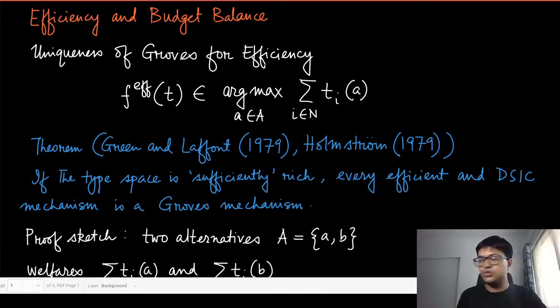This is a result due to Green and Laffont. So when we are talking about Groves class, we essentially try to find the efficient allocation, which is nothing but the allocation that maximizes the sum of the values of all these agents. In this first result, we are going to tell you how Groves mechanism is unique for efficiency.